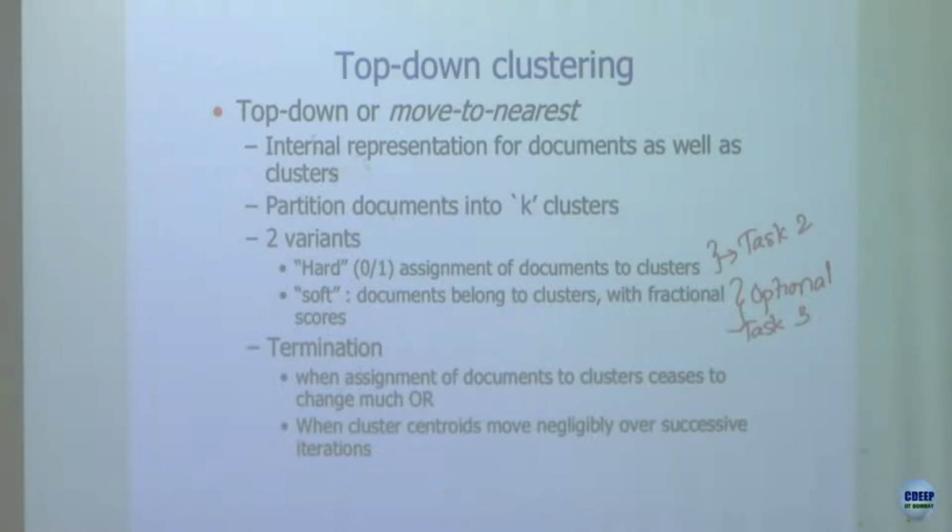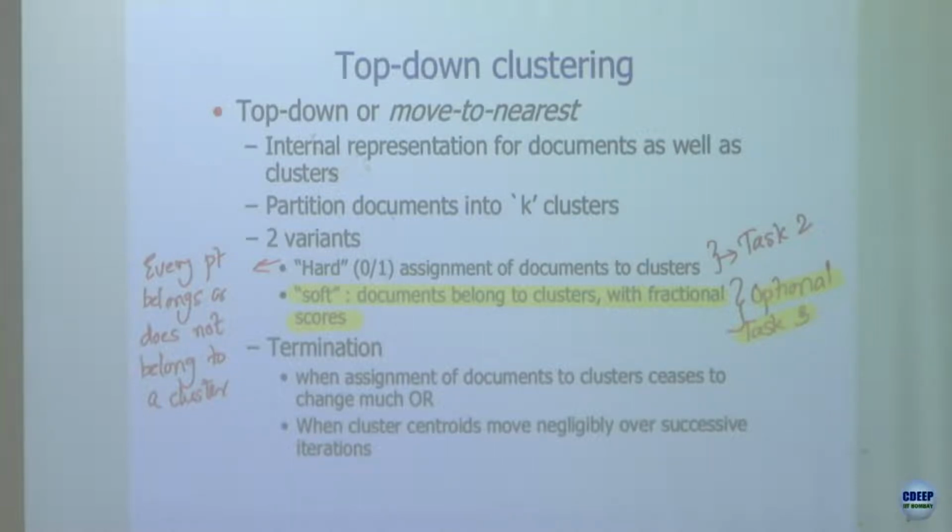So what this hard means is that every point belongs or does not belong to a cluster. There is no degree of membership, whereas soft says that there is a degree of membership associated. A point can belong to a small degree or a larger degree. Every point has a degree of contribution to a cluster, so they have fractional scores.